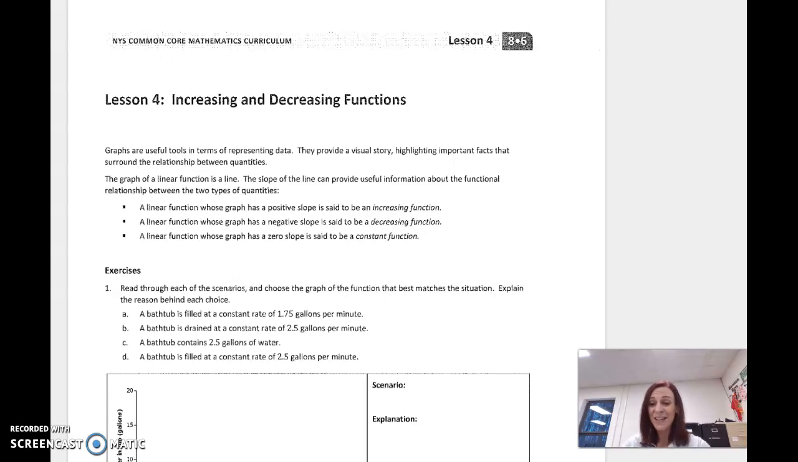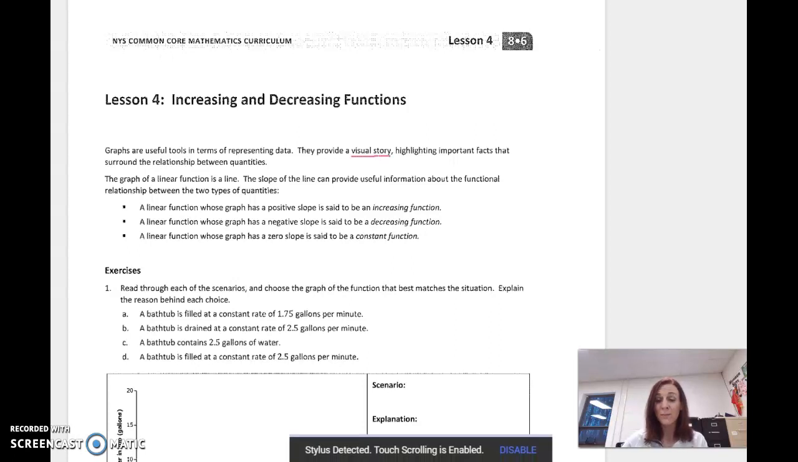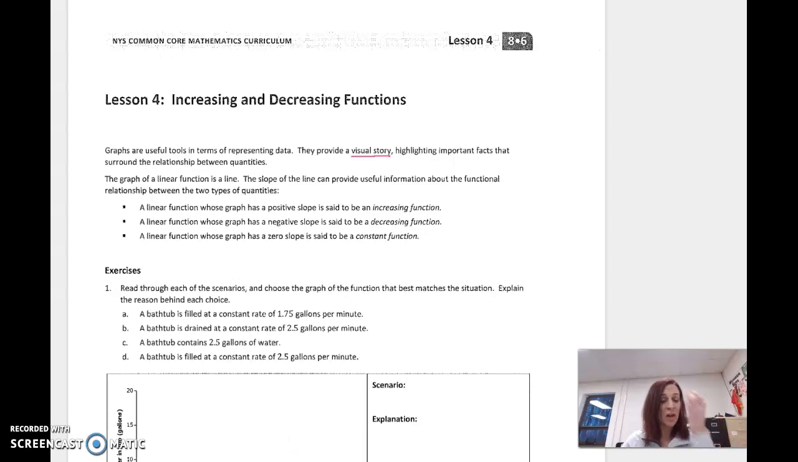All right, we are going to continue talking about functions and diving deeper into what they all mean, especially compared to real life situations. And today we're going to focus on graphs. And I like this statement right here. They provide a visual story. All right, so we're going to talk about increasing and decreasing functions, but we're going to talk a lot about what the graph is telling us.